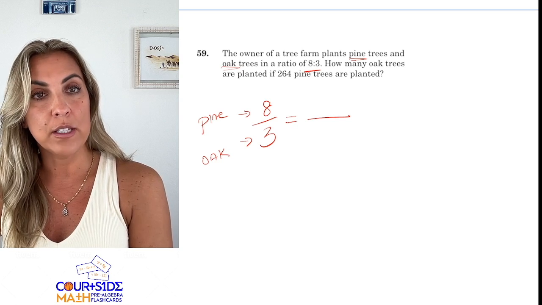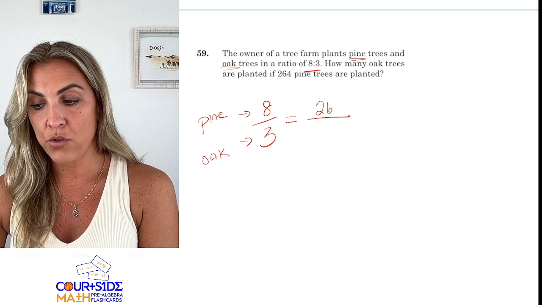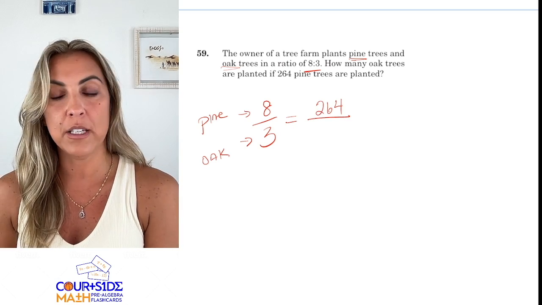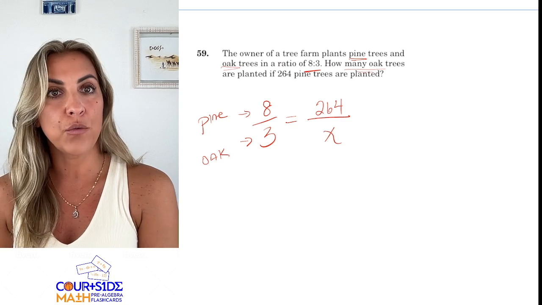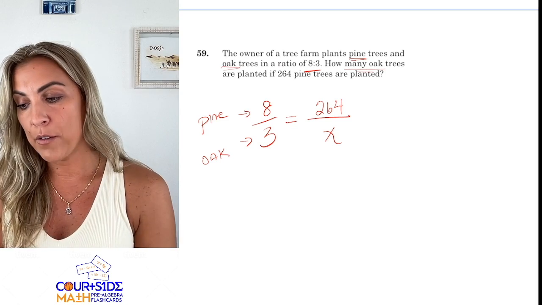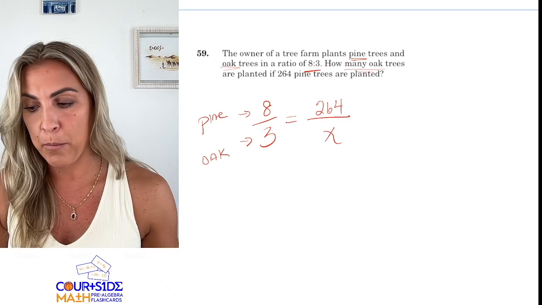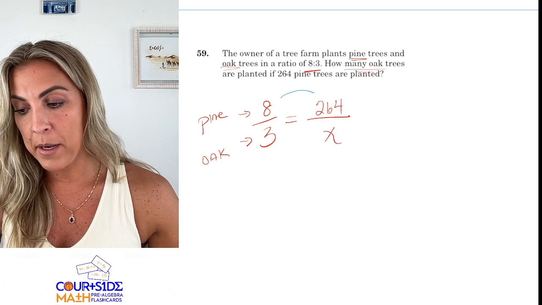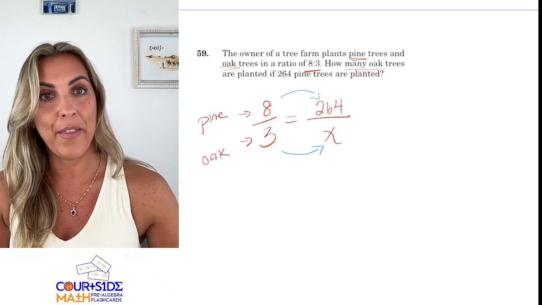I have to make sure that 264 goes in the right place. The pine trees were in the numerator, so the pine trees are going to stay in the numerator. So 264 over... I don't know how many oak trees, so I use a variable to represent the fact that I don't know, and I'm trying to find the number of oak trees. Now you have a proportion, and you have a couple of different options for how you want to solve this proportion. You can find out how many times 8 goes into 264 and then multiply 3 by that same number.